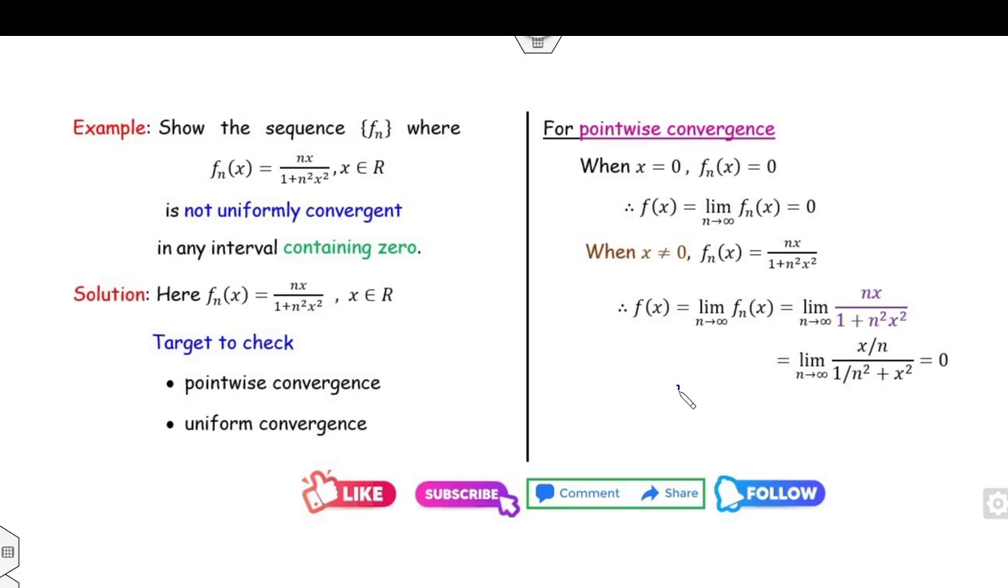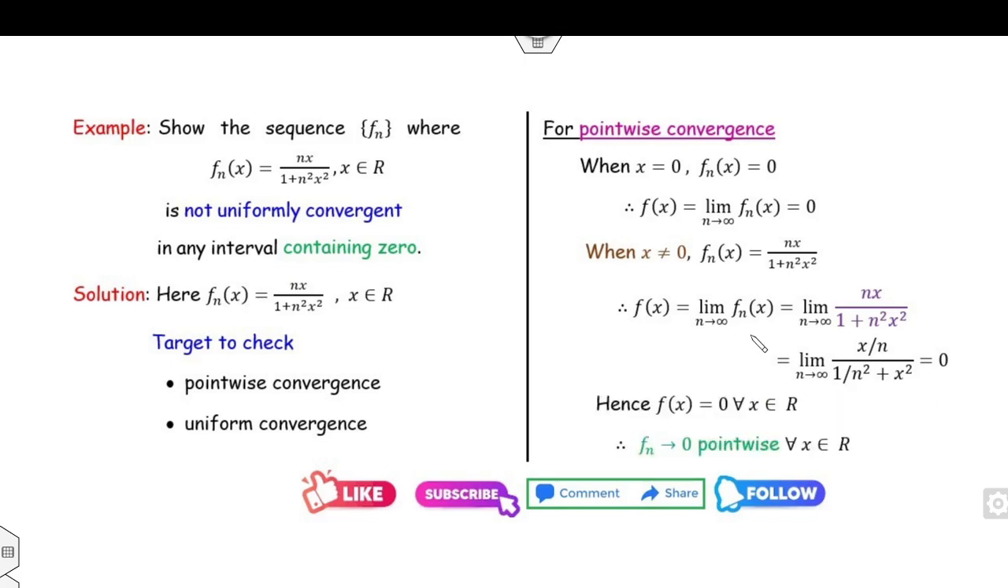Fine. Second method: because you can see that this is the infinity by infinity form, I can apply L'Hopital's rule also. That's your choice. So that will be x over 2n x squared, so 2nx squared. Clearly, as n approaches infinity, this will be 0.